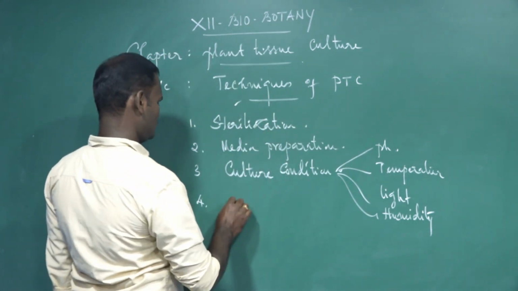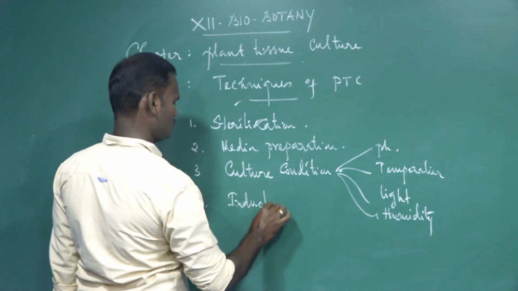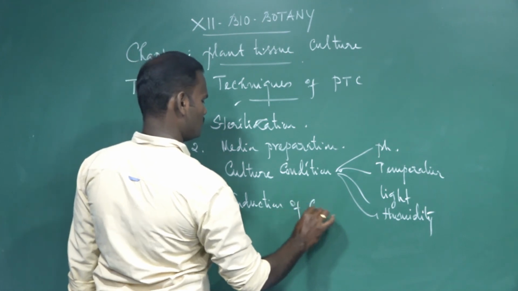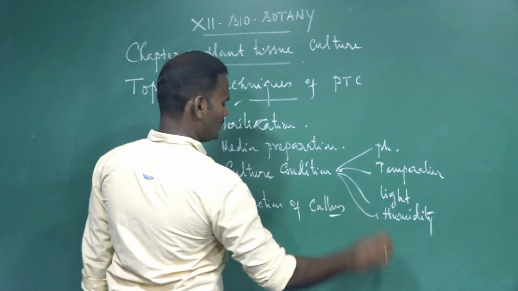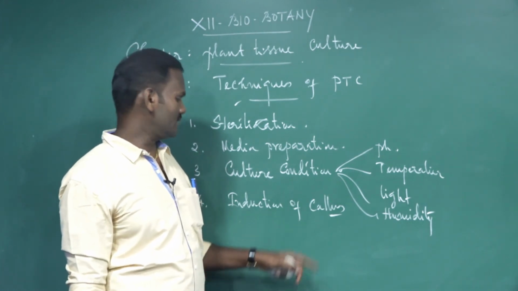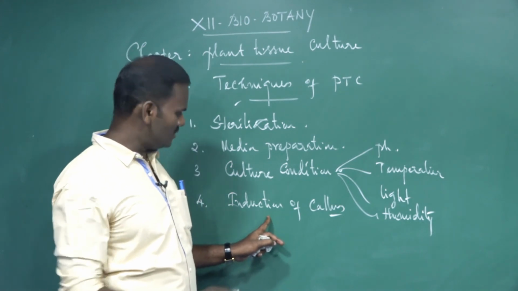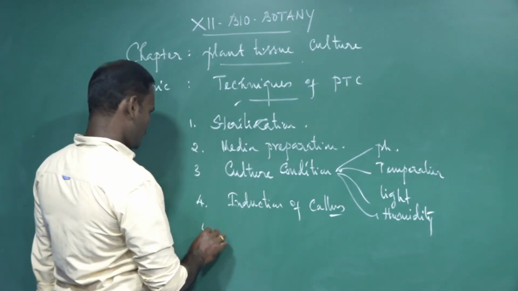Then the fourth one is induction of callus. Callus is an unorganized mass of undifferentiated tissue or cells. How is callus induced under the influence of auxin and cytokinin? That we are going to discuss.